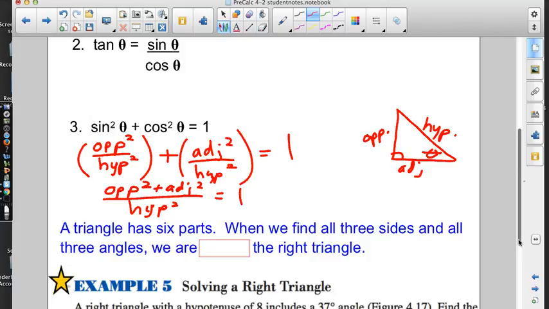Opposite squared plus adjacent squared. This squared plus this squared equals what? This squared, by the Pythagorean theorem. So these two sides, when you square them and find their sum, they actually give you that. Well, hey, I can replace my numerator. Hypotenuse squared over hypotenuse squared equals 1. Well, of course it does.